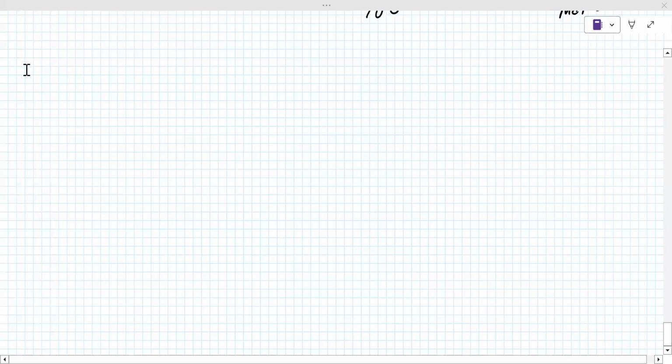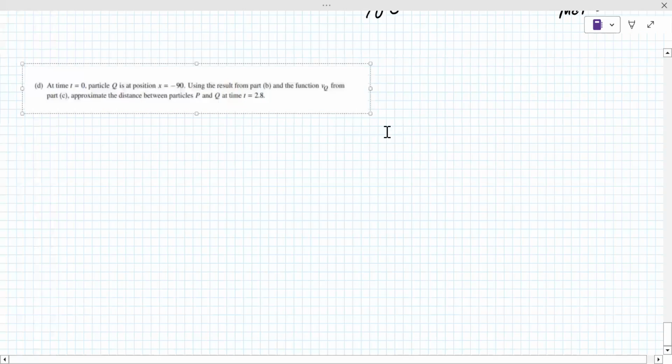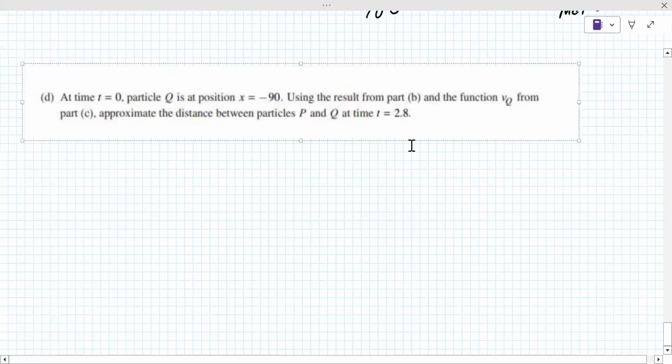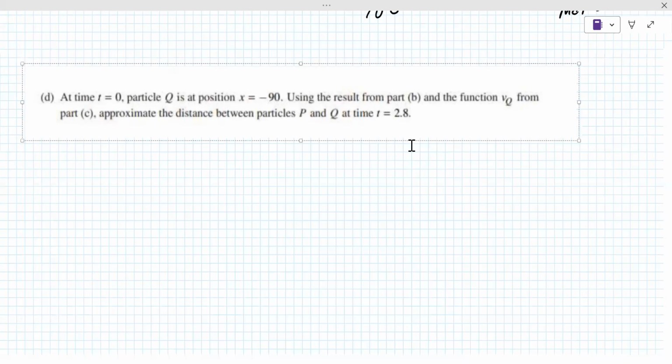All right, so part D. At time t equals 0, particle Q is at position minus 90. Using the results from part B and the function vQ from part C, approximate the distance between particles P and Q at time t equals 2.8.